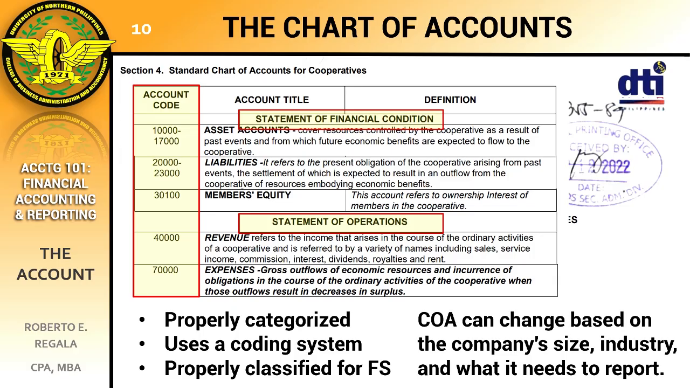It can change based on the company's size, industry, and what it needs to report. For example, a retail business might have a lot of detail in its cost of goods sold, or COGS, accounts to track inventory, while a manufacturer might have specific accounts for raw materials and such. The COA is adaptable to a growing business, and it's good to check and update it as the company changes.